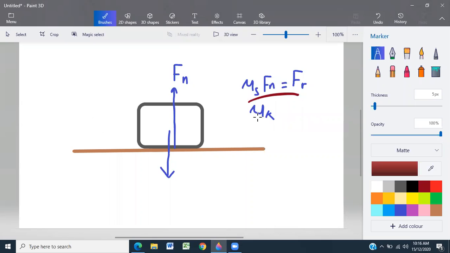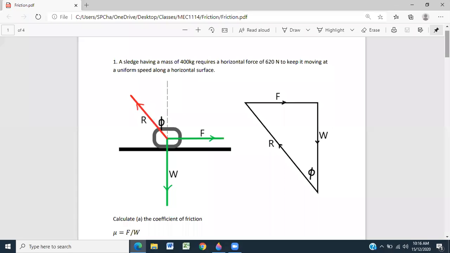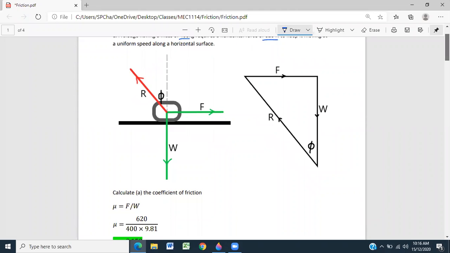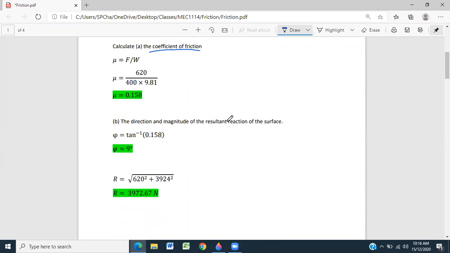Knowing this formula here. A sledge having a mass of 400 kilograms requires a horizontal force of 620 newtons to keep it moving at a uniform speed along a horizontal surface. So A, calculate the coefficient of friction, and B, the direction and magnitude of the resultant reaction with the surface.